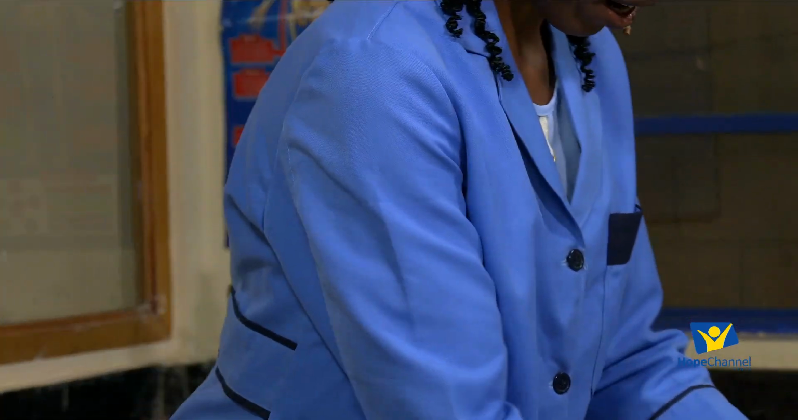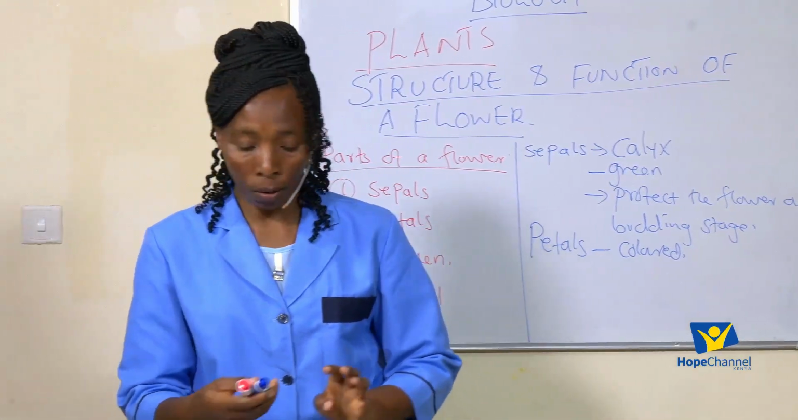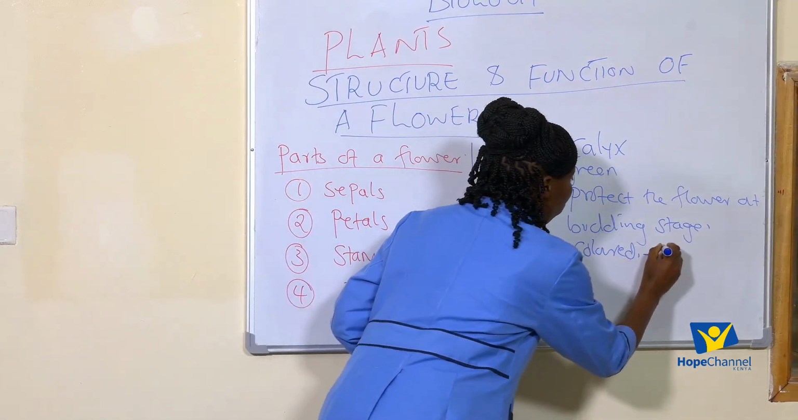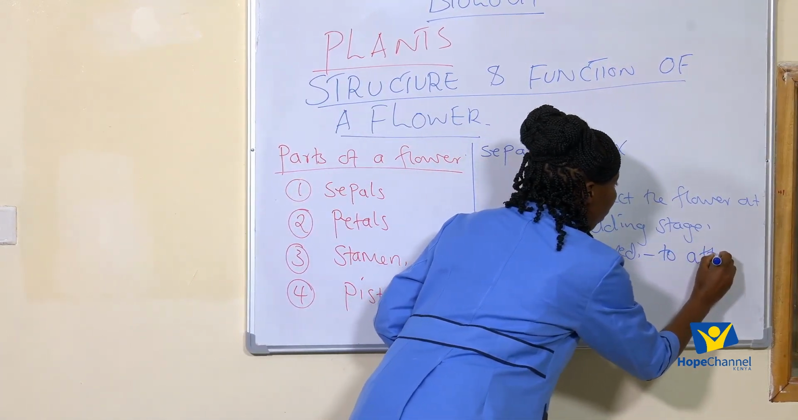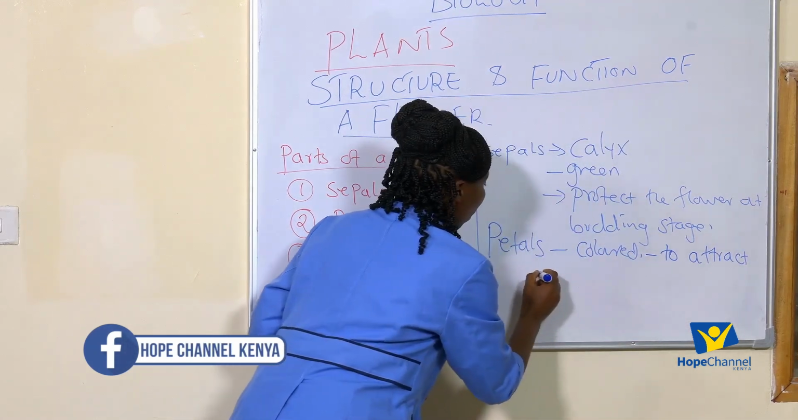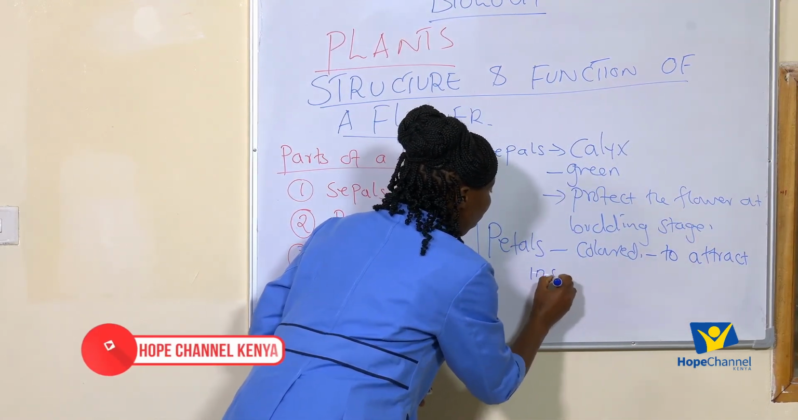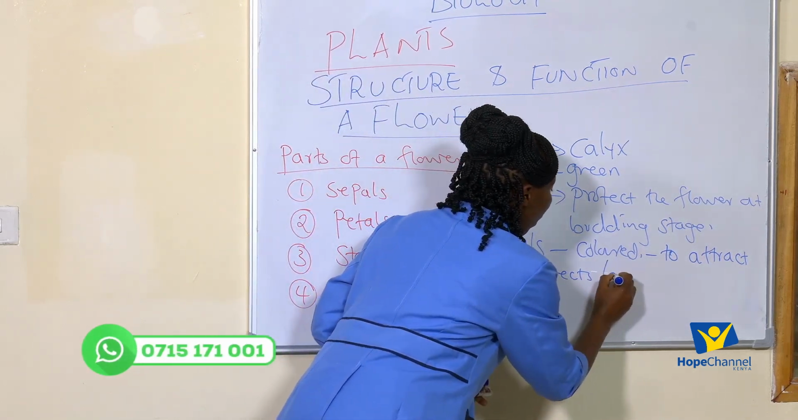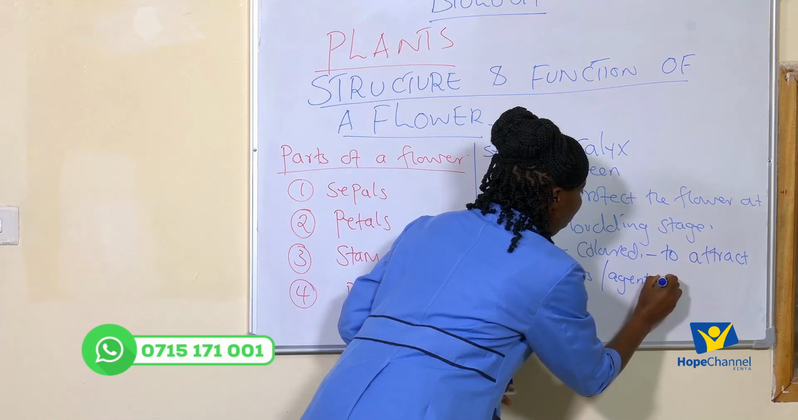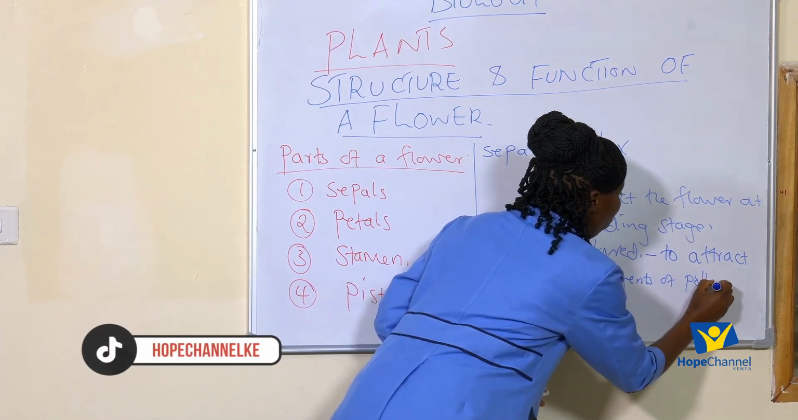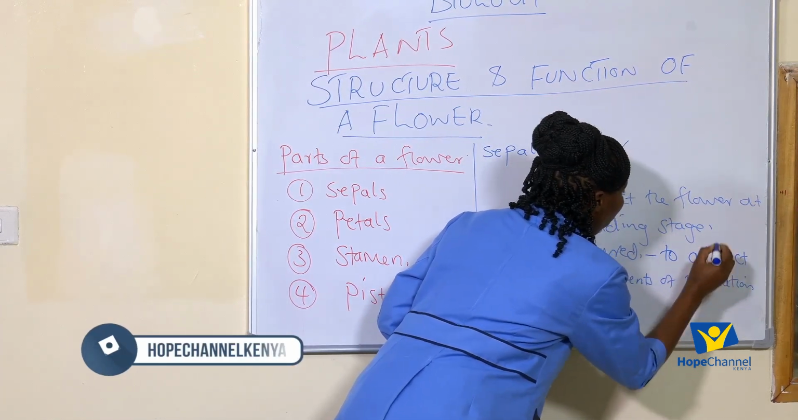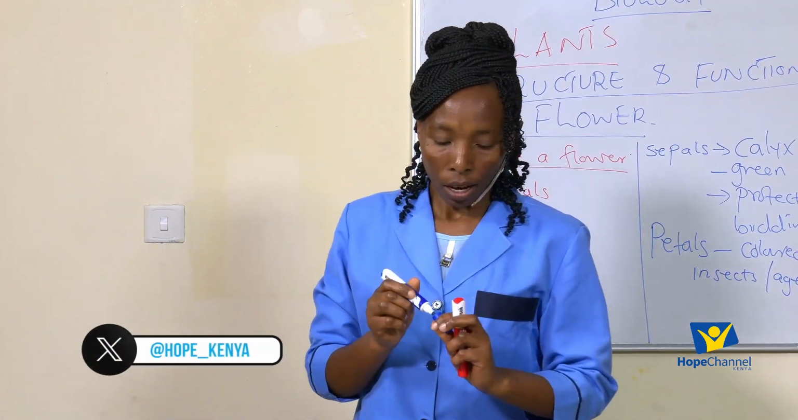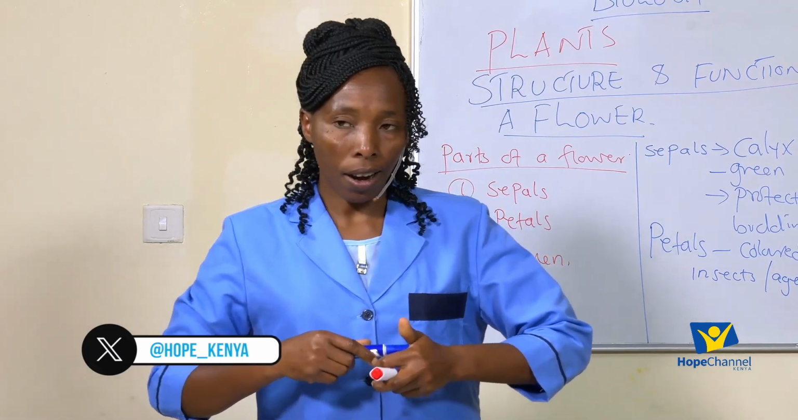Why are they colored? That is the question we should ask ourselves. Why are the petals colored? They are colored to attract insects, especially, or to attract agents of pollination, okay? So mostly for flowers that are pollinated by insects, you realize that their petals are colored.